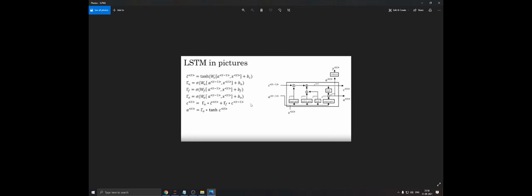And now let's talk about these equations here. These 3 equations are, first of all, the update gate, forget gate, and output gate. And these 3 equations are a lot similar to the previous ones that we saw in GRU. And this is the tanh function, and then these are the weight matrices, and this is the memory cell C of t and A of t, the hidden unit.